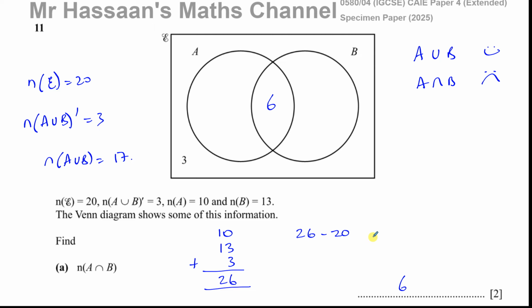Which means the ones left to go in this section, the ones in A but not in B, are 10 minus 6, which is 4. And the ones in B and not in A are 13 minus 6, which is 7. So we have 7 plus 6, which is 13, 13 plus 4 is 17, plus 3 is 20, which matches the number in the universal set.